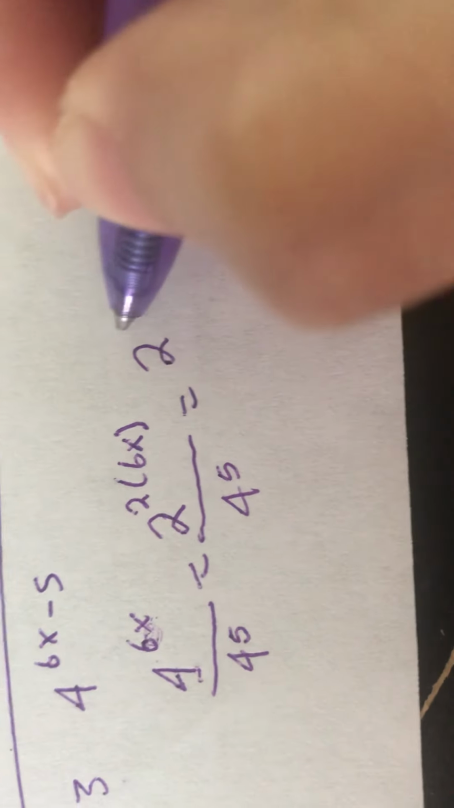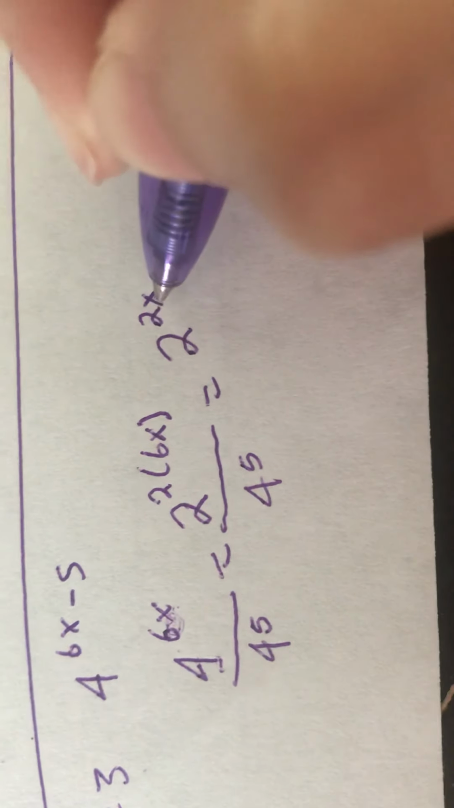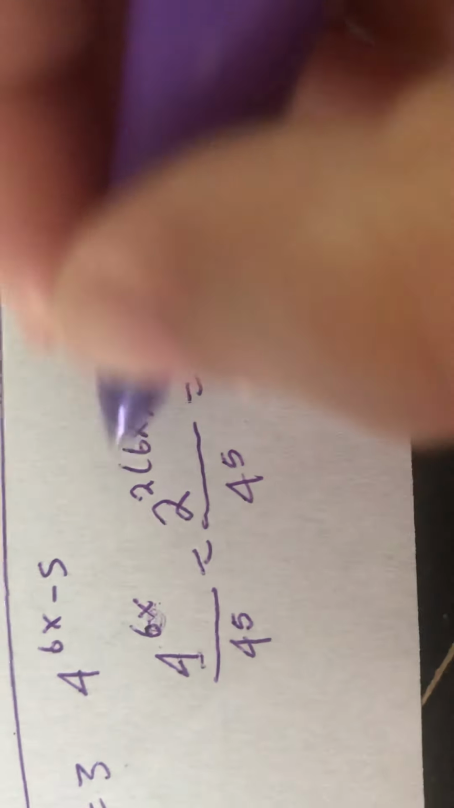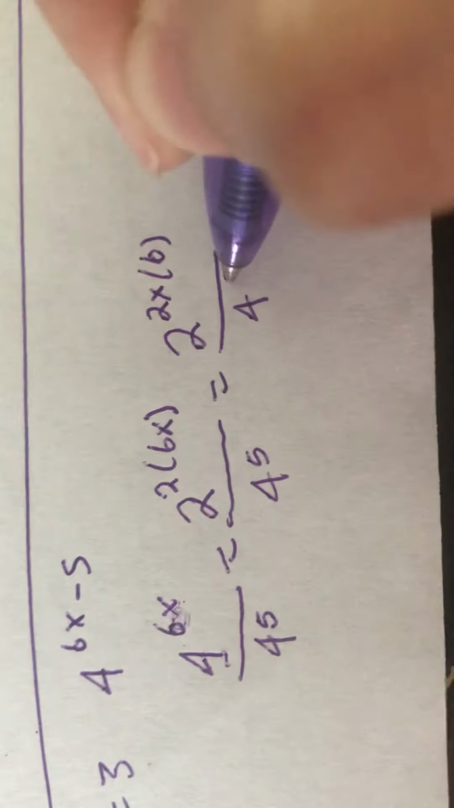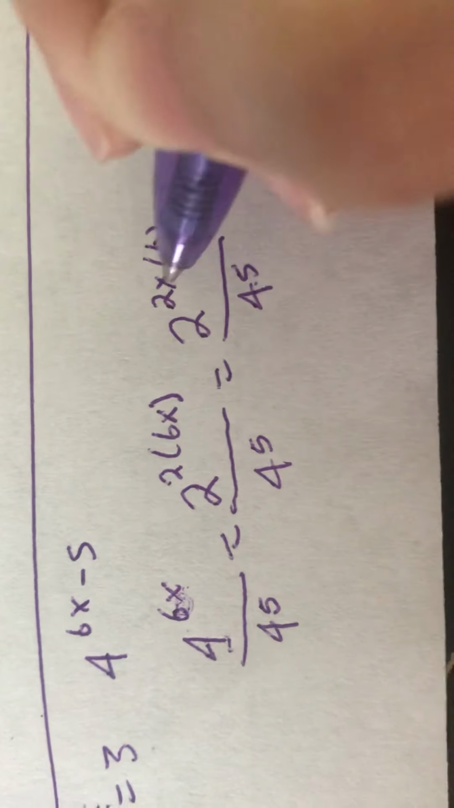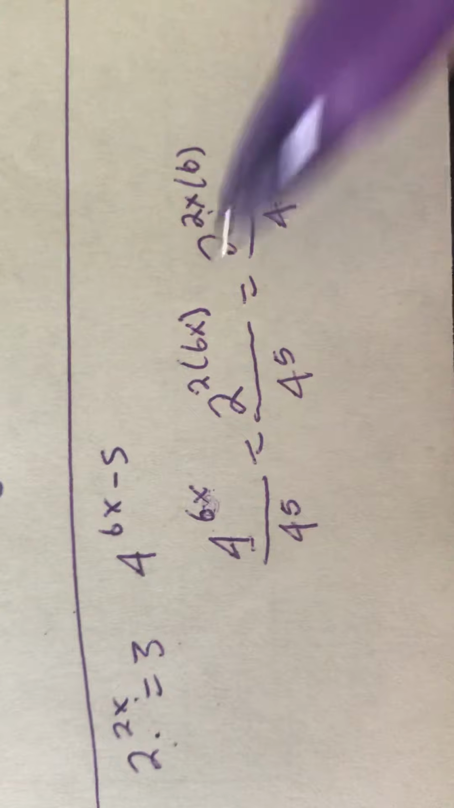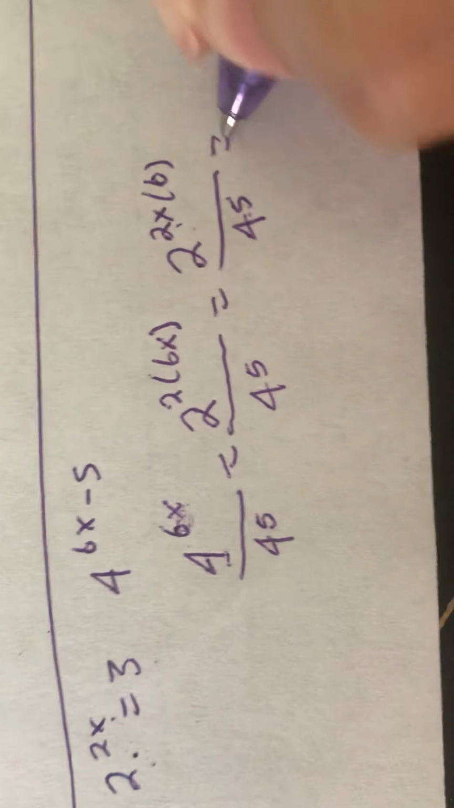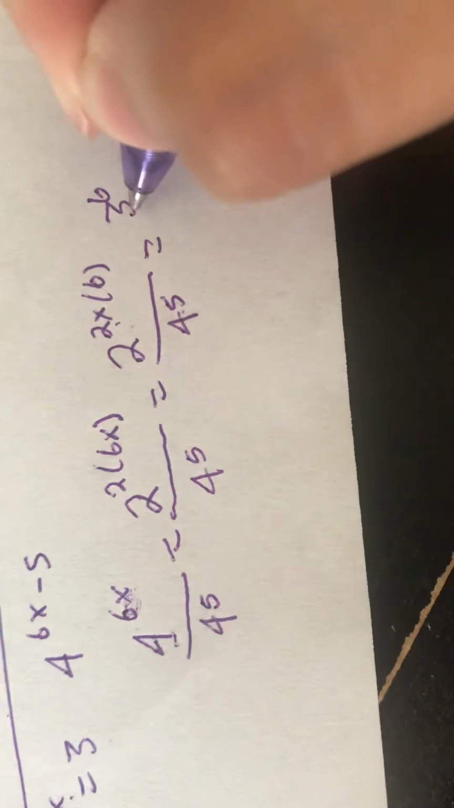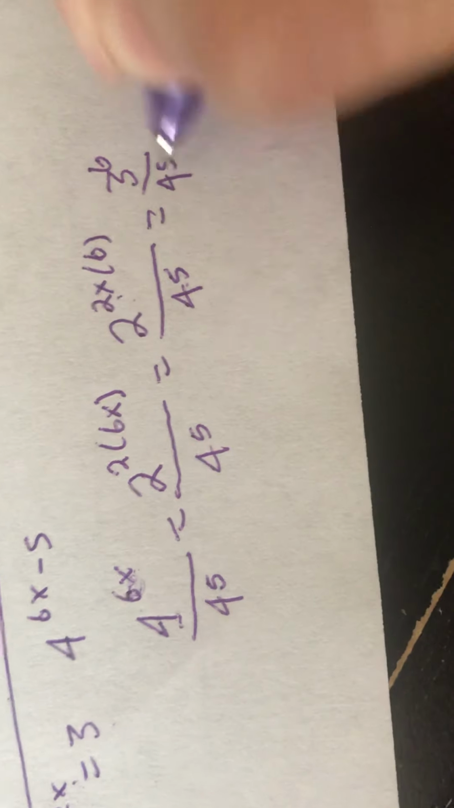So now we can just rewrite this as 2 to the power of 2x times 6. That still equals the same thing, or 4 over 5, 4 to the power of 5. And so now we have 2 to the power of 2x, which is the same exact thing we have here, 2 to the power of 2x. And we can just plug in 3 for that part. So this becomes 3 to the power of 6 over 4 to the power of 5.